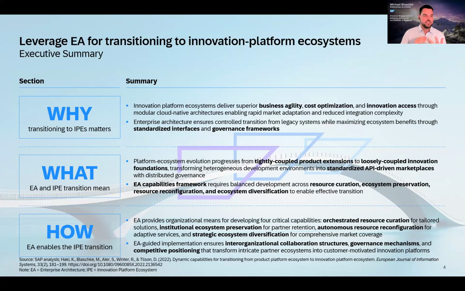And the third section ultimately focuses on how EA enables this very IPE transition. That is specifically, and that will be the focus, EA provides the capabilities needed for developing four capabilities. And these are orchestrated resource curation, that is getting the right resources. The second capability is ecosystem preservation, keeping partners in the ecosystem happy. Third one is resource reconfiguration, adapting to change. And ultimately, fourthly, ecosystem diversification, that is expanding the platform capabilities.